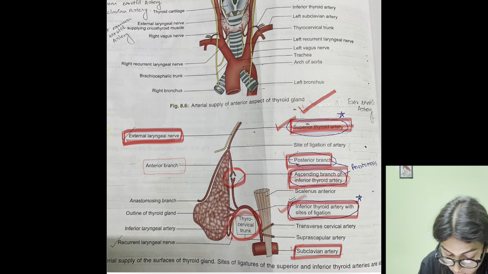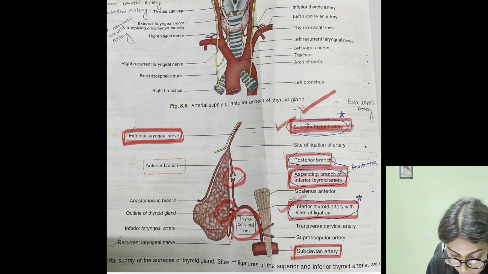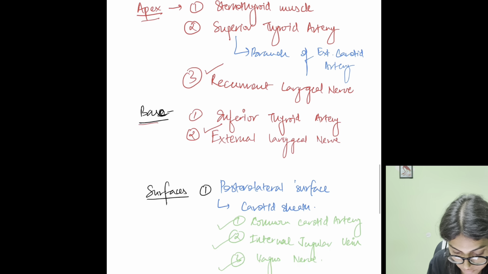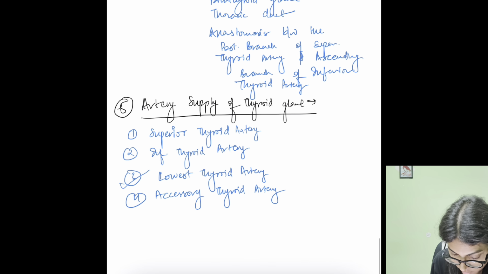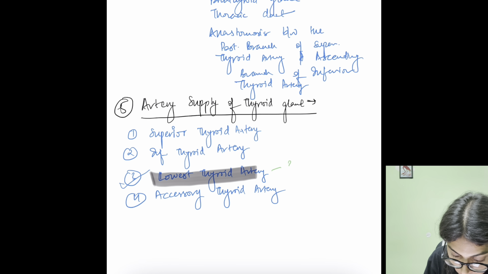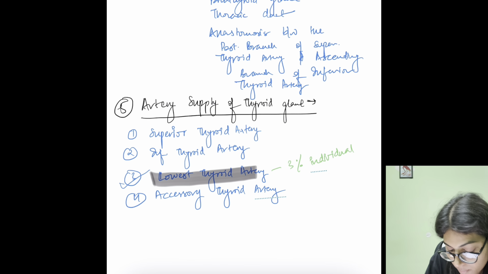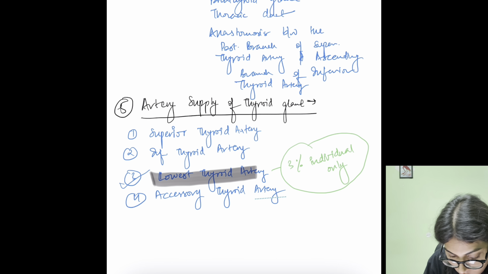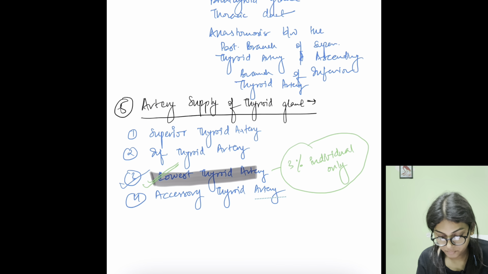And there are some branches of the inferior thyroid artery which supply the other surroundings of the thyroid gland. Now the third artery is our lowest thyroid artery. It is present in only 3% of individuals.